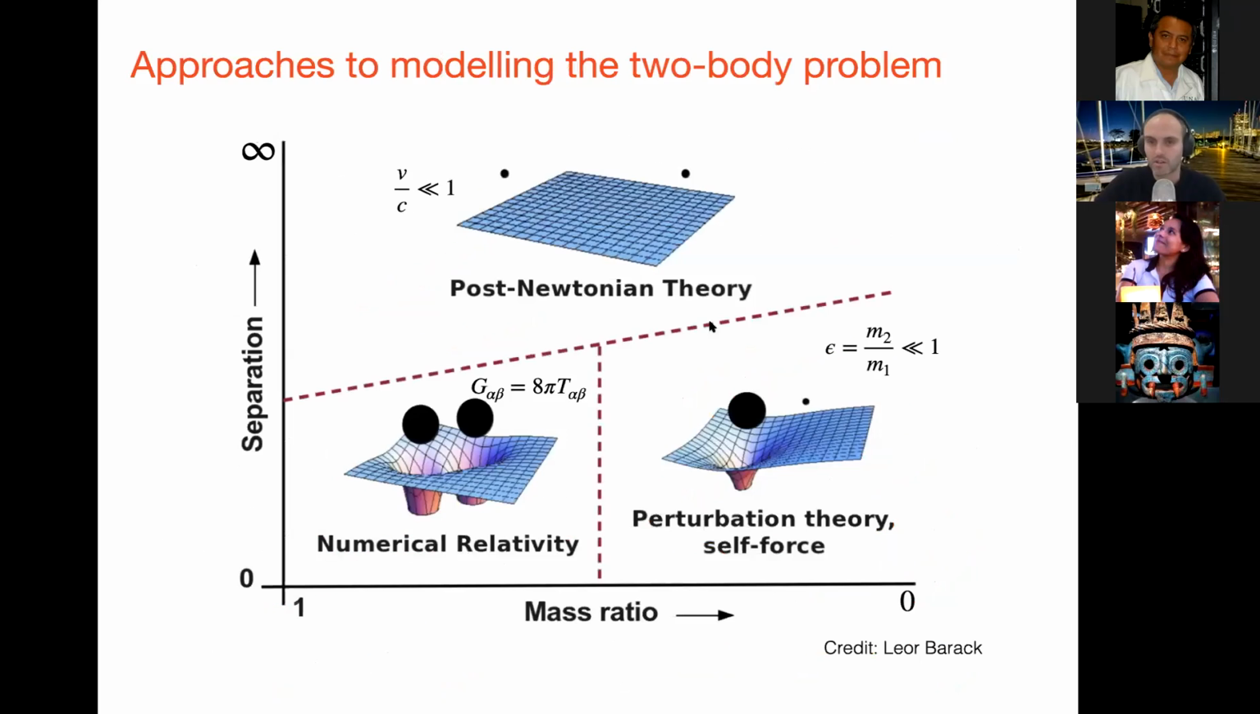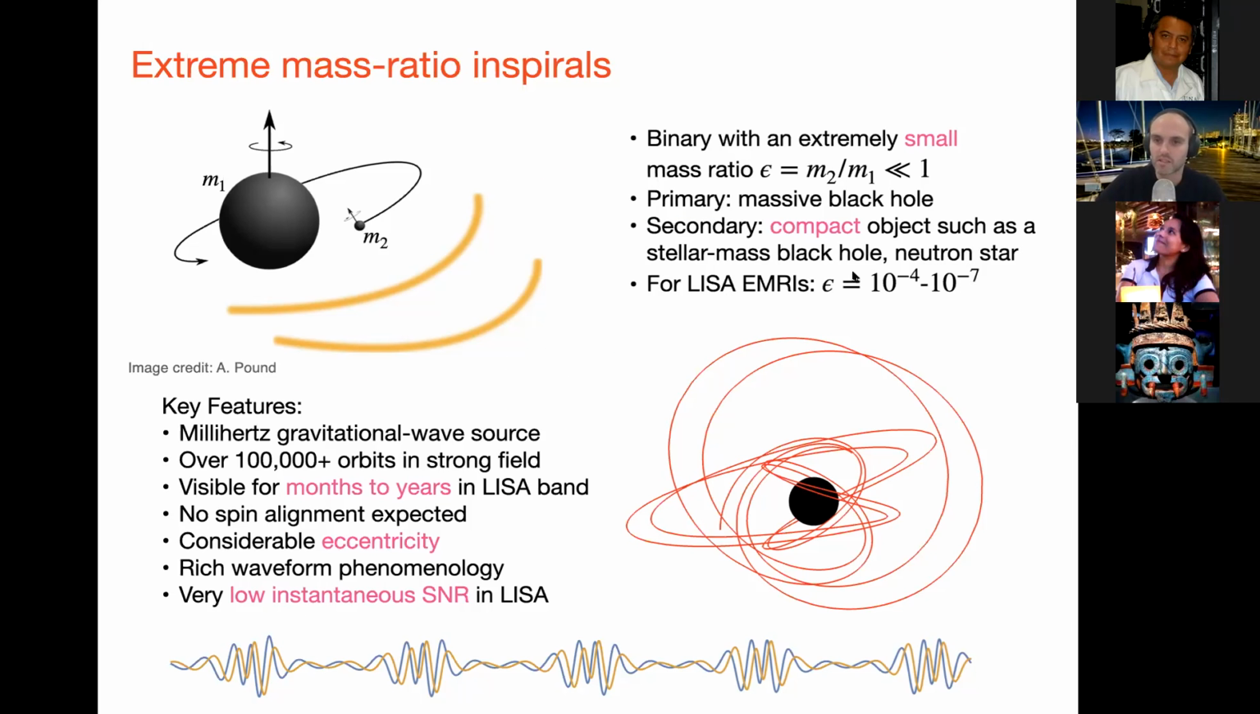The typical mass ratio range for these systems is about 10 to the minus 4 to 10 to the minus 7. The key feature of them is that they are, as I said, millihertz gravitational wave sources. Unlike LIGO sources, which have typically detected at most a few thousand cycles for a binary neutron star, these will have hundreds of thousands of cycles in the strong field, all detectable by the detector. This means the signal is present in the LISA band for months or even years. It wouldn't be unexpected to have an EMRI that lasts the entire duration of the LISA mission, which is something like 6 years before any extension.